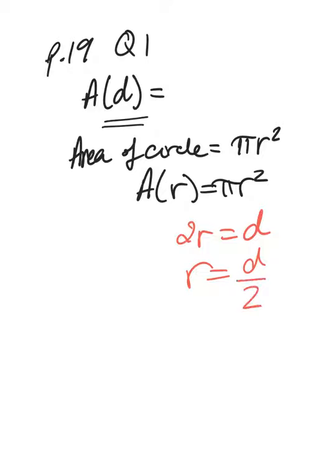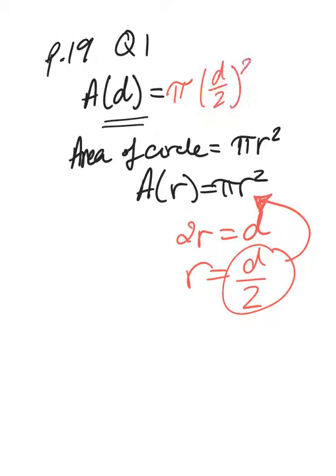So that means I can take r equals d over 2 and replace it for that r. So my area in terms of diameter would be pi times (d over 2) squared. That's part A. That's all it was asking. Don't make this harder than it is.